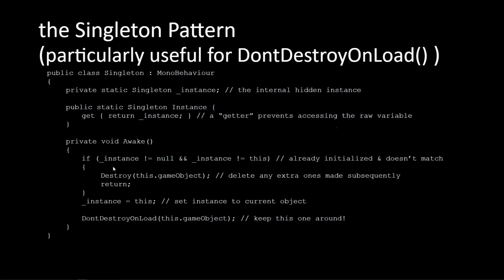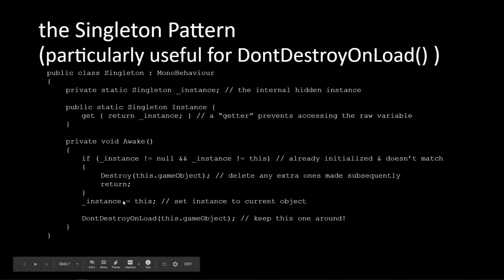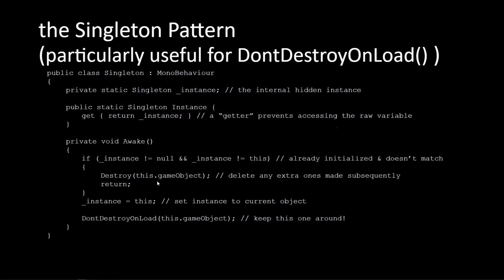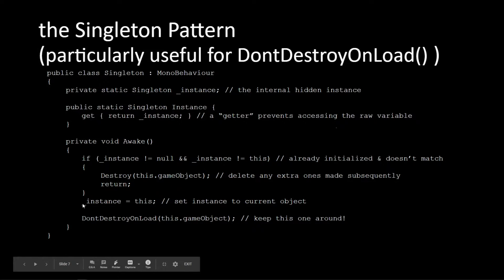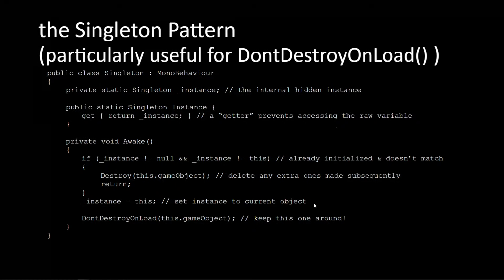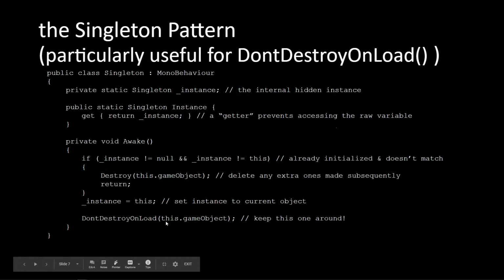So it says, okay, if the chair is not empty and the one sitting in the chair is not me, then I have to do the responsible thing and bow out. Destroy this game object. Destroy me. I should not exist because the chair is not empty and I am not in the chair. Otherwise, the chair is empty, or it's me, and I need to set myself up here. So you say, okay, get in the chair, set the instance to the current object, and don't destroy me so that I can persist.